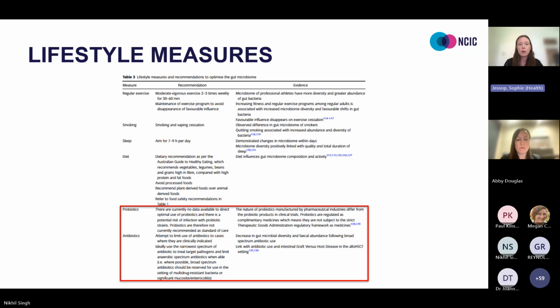The lifestyle measures and recommendations to optimise the gut microbiome was a strong focus of the chapter because of the emerging interest from consumers, and it's now constantly brought up among conferences and seminars. We talked about recommendations and the evidence surrounding it. So recommendations on regular exercise, smoking, sleep, diet, and the more controversial points about probiotics and antibiotics.